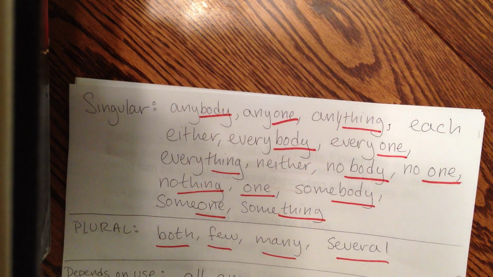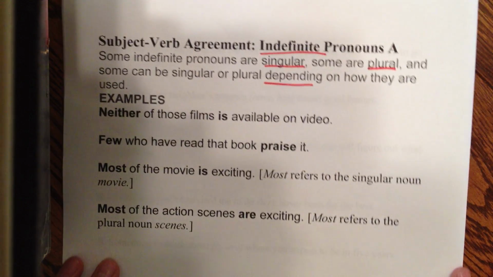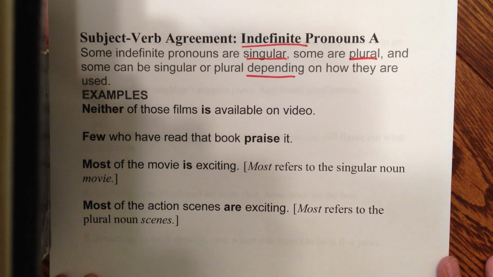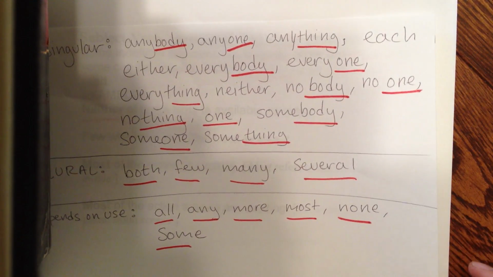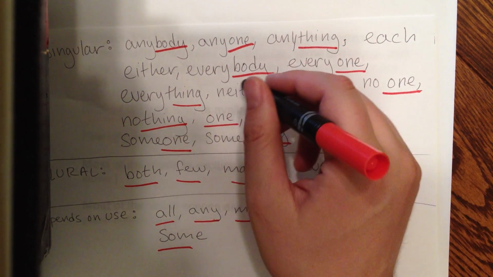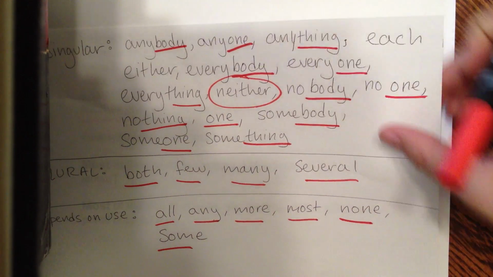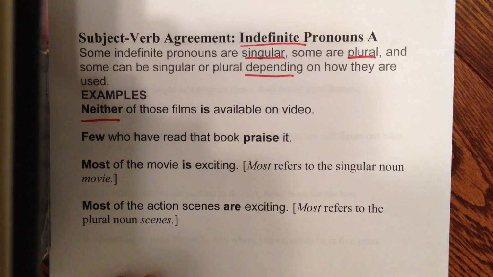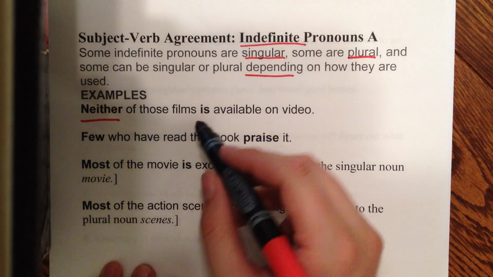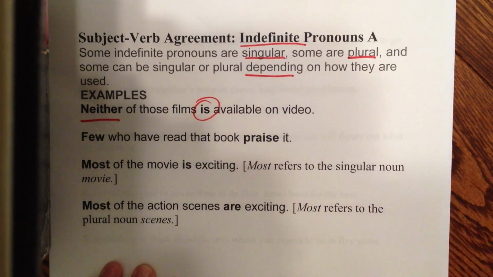So let's look at a few examples. So the first one here, neither. Now if you look at the list here, the word neither is on the singular list. It's right here, neither. So neither is singular. This means I have to use a verb that ends in S. Neither of those films is, there is our verb ending in S.